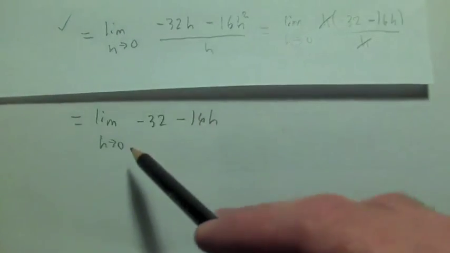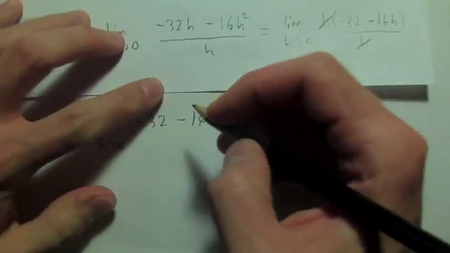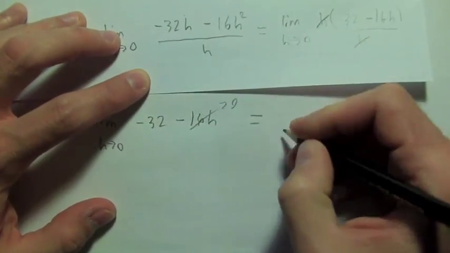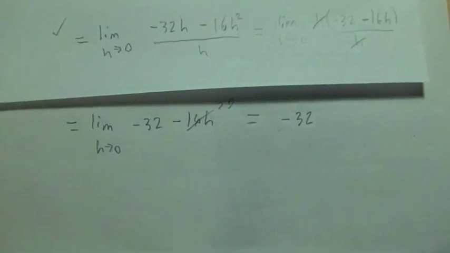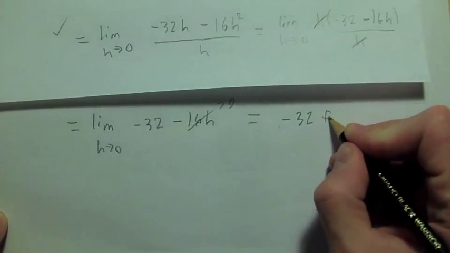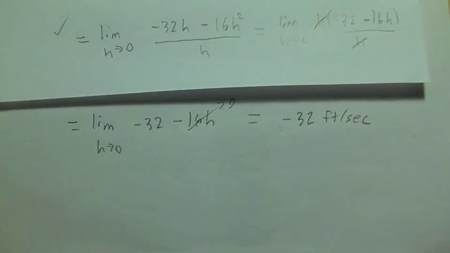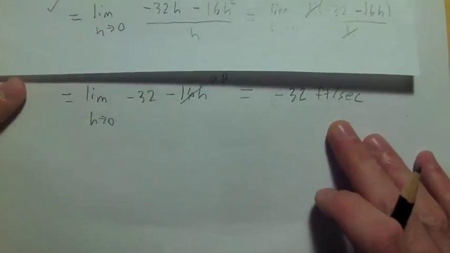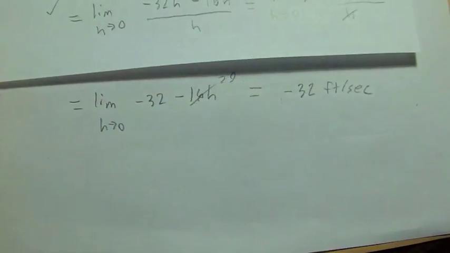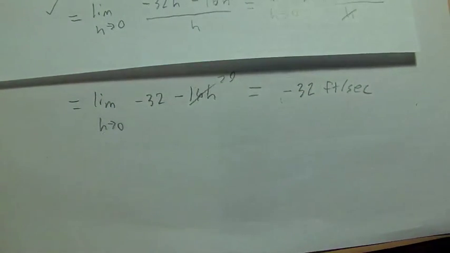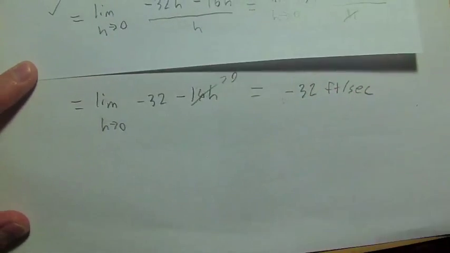And as h goes to 0, well, negative 16h goes to 0. So the whole thing goes to negative 32. Negative 32 what? Feet per second, of course. Now what does this mean? Okay, what this means is that the rock at t equals 1 second, so at the 1 second mark, it's traveling at 32 feet per second.